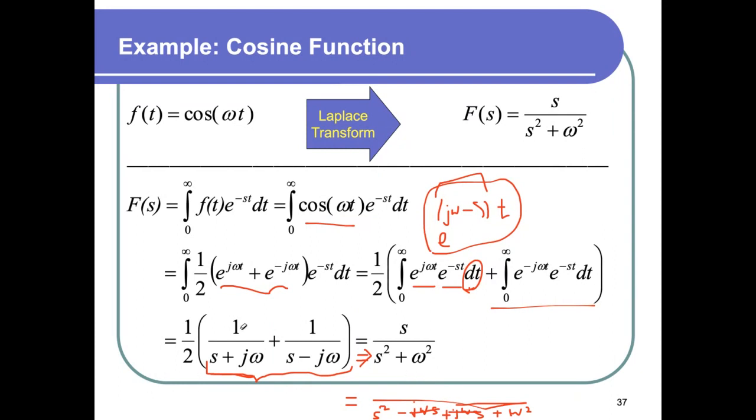For the first term, the numerator will be s minus j omega. For the second term, the numerator will be s plus j omega. These two cancel out. So you will have 2s over s squared plus omega squared. But this 2 is cancelled with this 2. And eventually you get the result. Clear? Any questions?